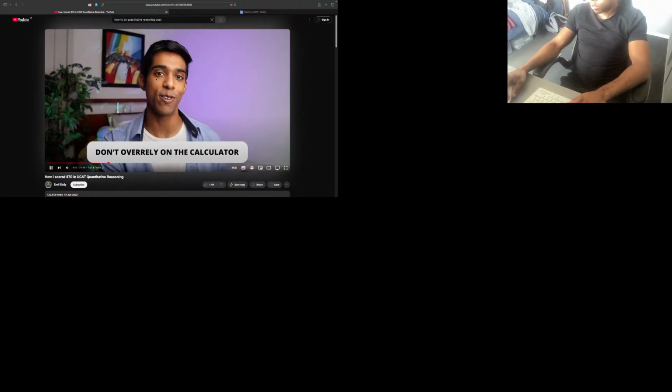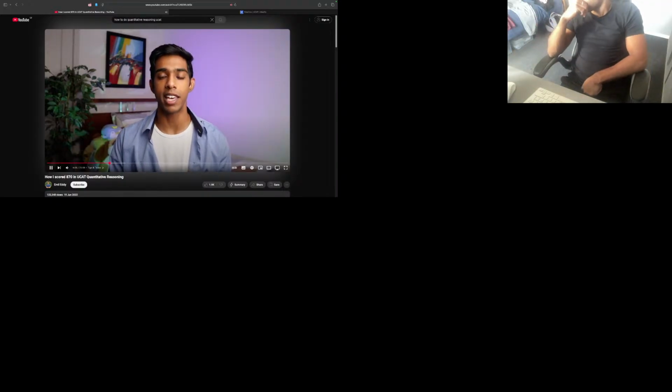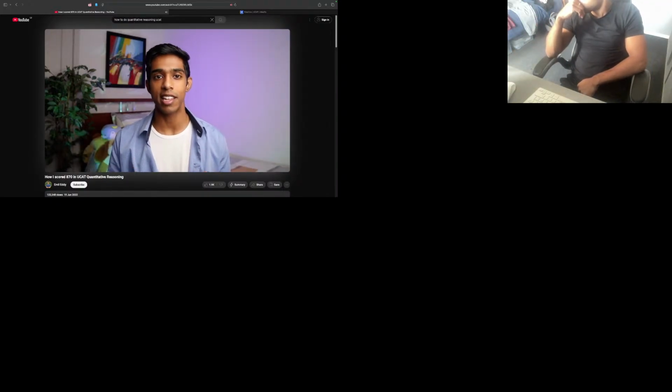My fourth tip though is to not over-rely on the calculator. Don't be afraid to use a little bit of mental maths in the QR section because often it will help you get the answer or just realize what the answer is way faster than if you did all of the calculations on the calculator.